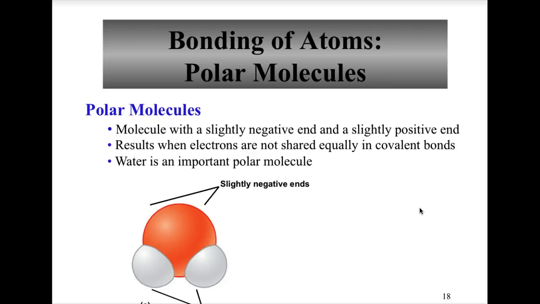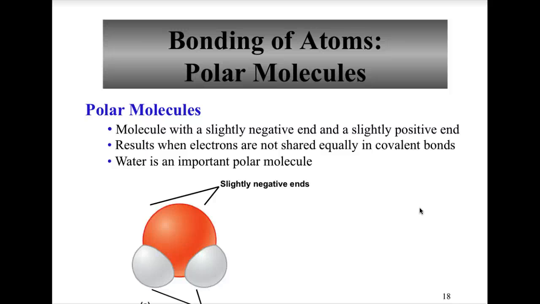So when you create a covalent molecule, such as hydrogen gas or oxygen gas, the electrons are typically shared evenly between those atoms. So those are what we call nonpolar covalent bonds. Sometimes what happens is, in a covalent compound, you can form a polar molecule. In polar molecules, the molecules have a slightly negative end and a slightly positive end. And this will result when electrons are not shared equally in covalent bond formation. Water is an important polar molecule to life on Earth.